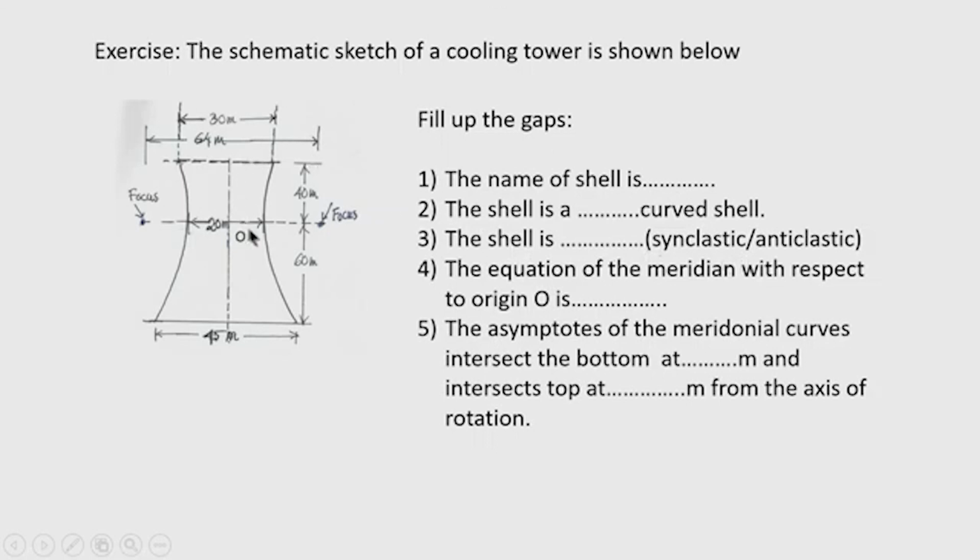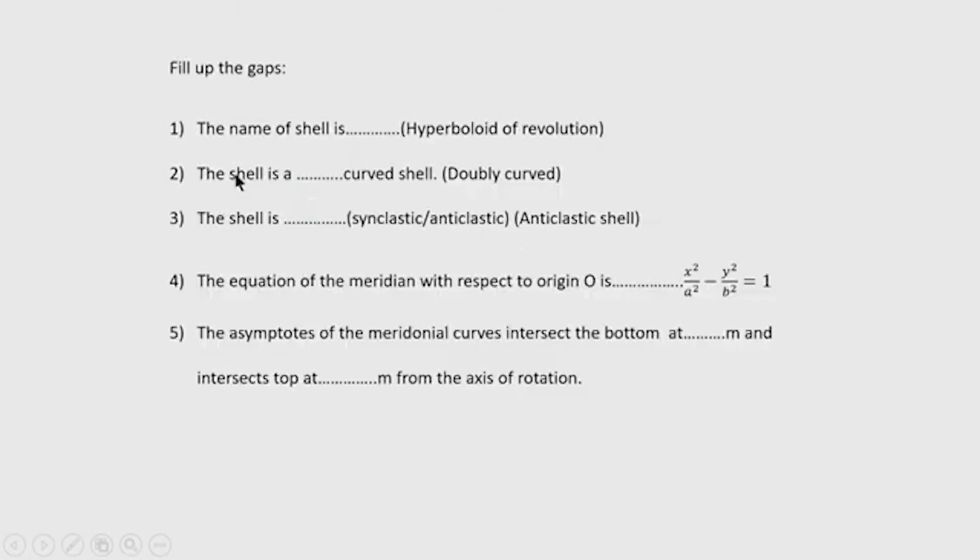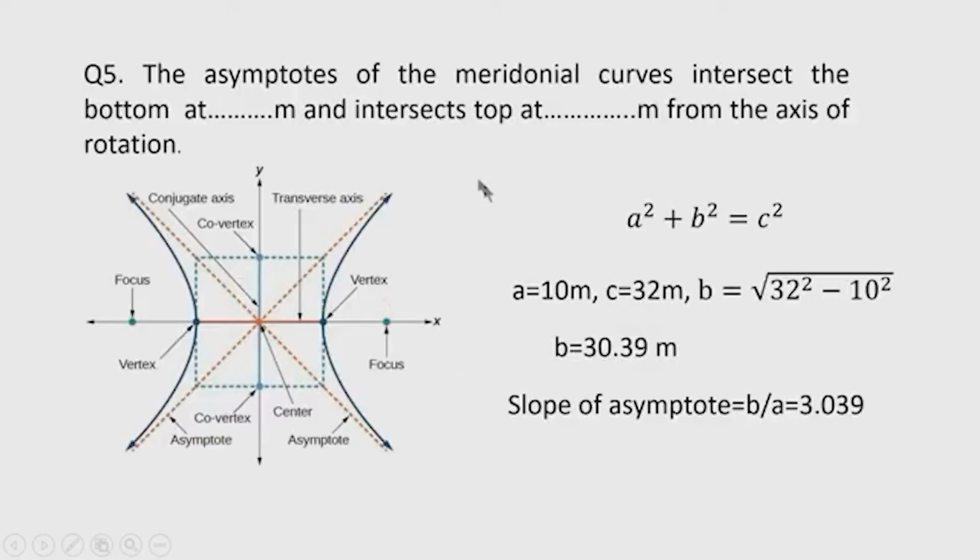The equation of the meridian can be defined as x square by a square minus y square by b square equal to 1. Now, the asymptotes will intersect the bottom, and at which point will the asymptote intersect the top of the shell from the axis of rotation? That we want to find out. Okay. So, the questions on fill up the gaps are answered, and now the last question: the asymptotes of the meridional curves intersect the bottom at this meter or intersect the top at this meter from the axis of rotation. Let us find it. Okay. So, this is the question.